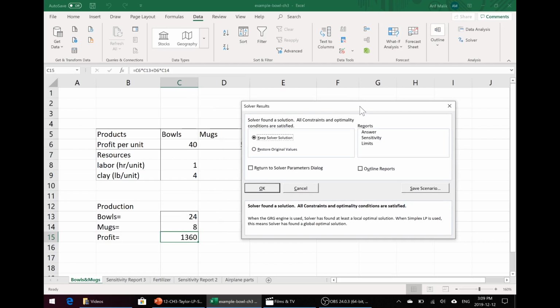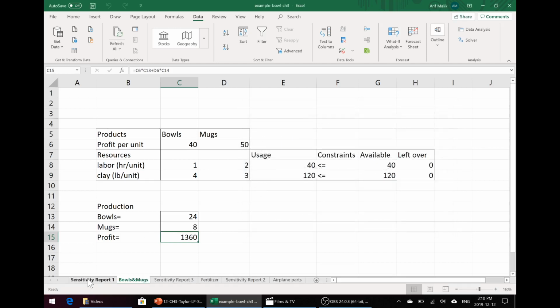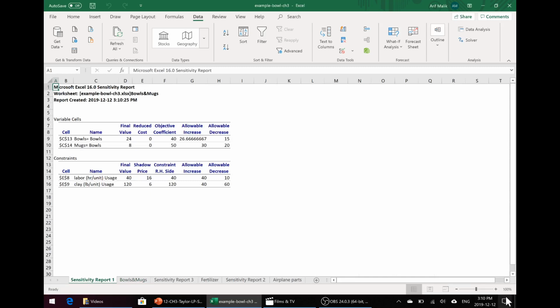We have 24 bowls, 8 mugs, profit is 1360. Now in this new window we have reports. We can generate an answer report, a sensitivity report and a limits report. The answer we already got, so there's no need for that report, but the sensitivity report we would like to see. When I click on this one and say OK, we will get a new sheet, and this is the sensitivity report which I showed you earlier in the slides.